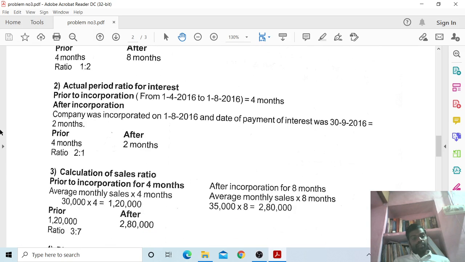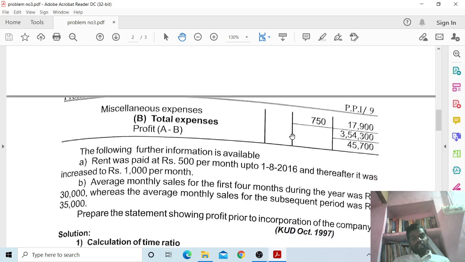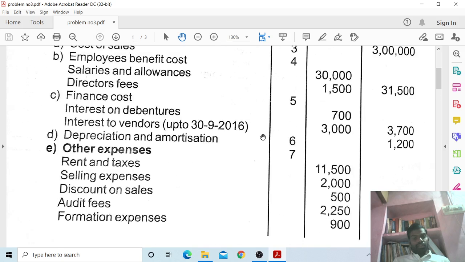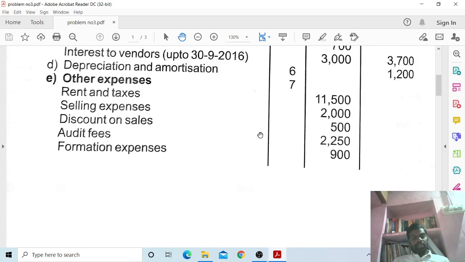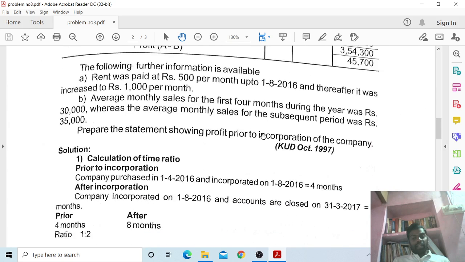Next, the second one, actual period ratio. You have to calculate the actual period ratio for interest. The prior incorporation period is from the purchasing date 1/4/2016 to the incorporated date 1/8/2016. There are 4 months. After incorporation, the company was incorporated on 1/8/2016 and the date of payment of interest was 30/9/2016, as given in the problem, for the interest to vendors. So this date will be taken while calculating the actual period ratio.